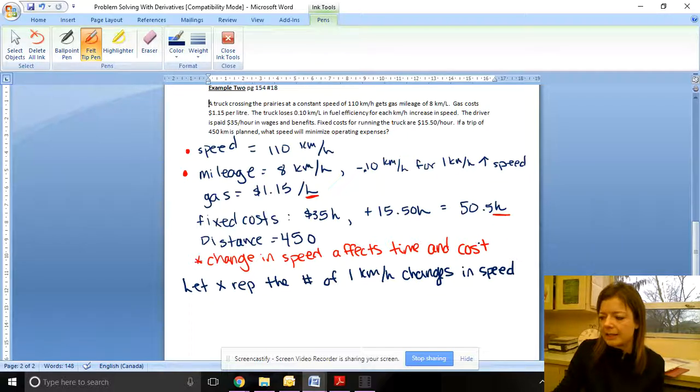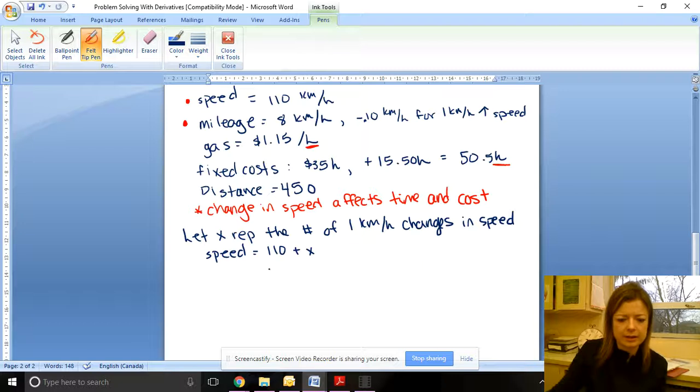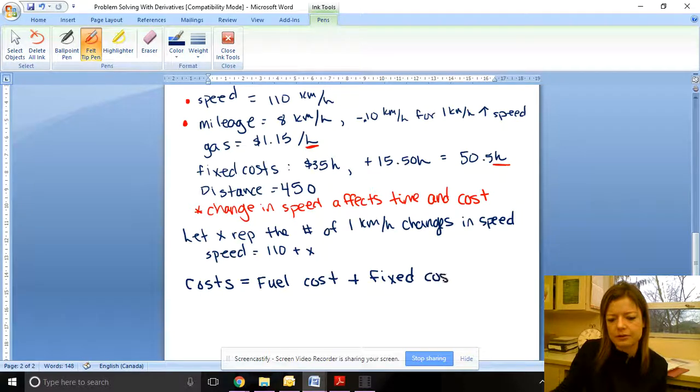So now that we have that, let's think about our total costs, okay? So our speed then will be 110 plus x when we need to come to that. Okay, so it said, let's minimize operating expenses. Okay, so what are our costs here? So our costs are going to be the fuel cost and our fixed cost, which comes from the wages and the truck. Okay, and we want to represent all of these in terms of x.